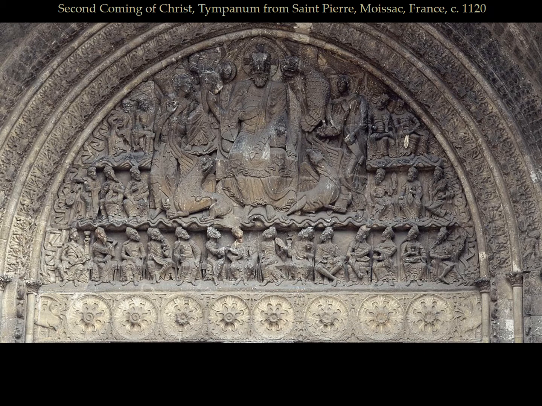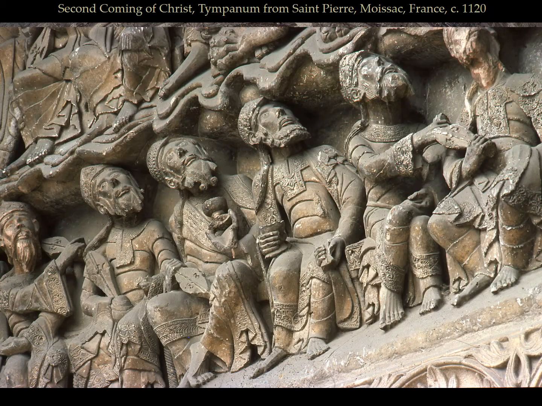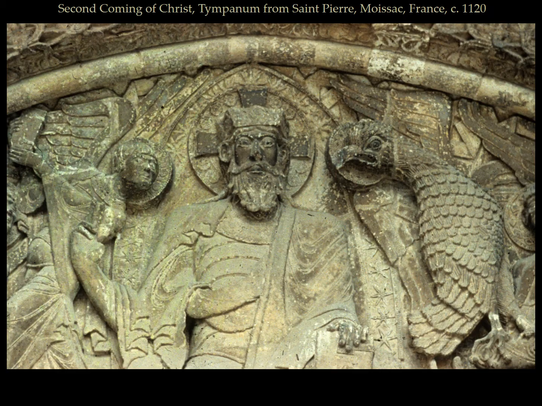Here in the second coming, we have the vision of Christ as described in the book of Revelations. We find that there are rippling bands, a sea of glass like crystal, described in Revelations chapter 4. There are 24 elders with gold crowns on their heads directly below that rippling sea of glass. Here we have a detail of it to illustrate this vision that is going to be recounted by St. John the Evangelist, as all of these elders anxiously look up for Christ's last judgment.